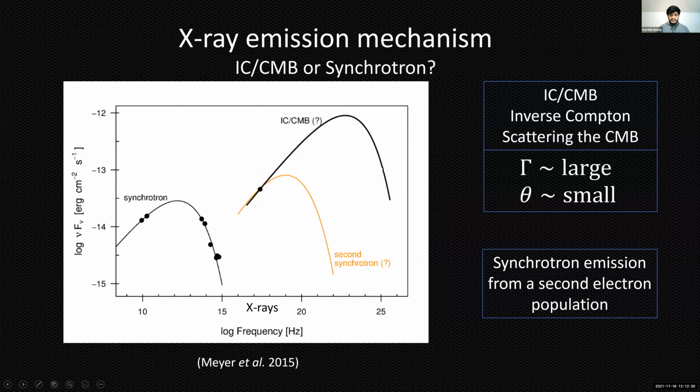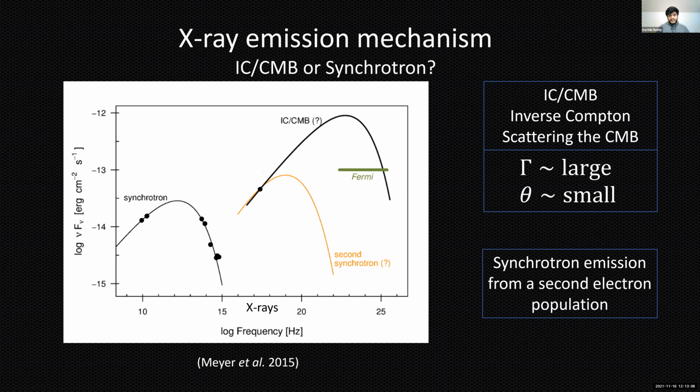But in several of these jets, the Fermi telescope has placed much lower upper limits on the available, observable emission from these jets. So that's one problem with the simple one-zone IC-CMB model. The main problem with the second synchrotron model is that the very nature of the second electron population is unexplained. Why should there be a second electron population?